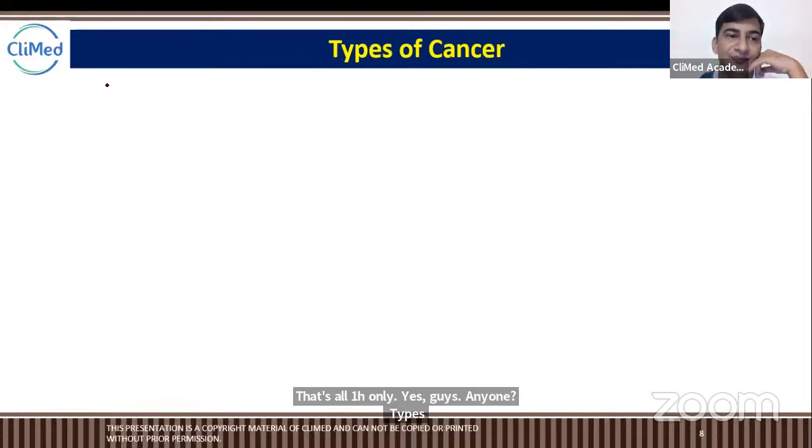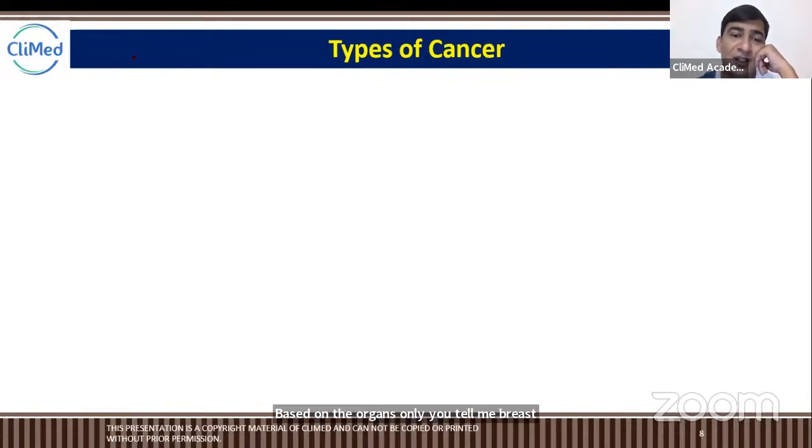Types of cancers. Based on the organs only, you tell me. Breast cancer, lung cancer, skin cancer, pancreatic cancer, carcinoma, head and neck cancer, leukemia. Yes, leukemia, blood cancer. Leukemia is blood cancer only. Melanoma and sarcoma, lymphoma, prostate cancer. Okay, myeloma, bone cancer.